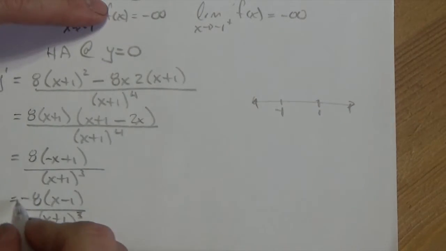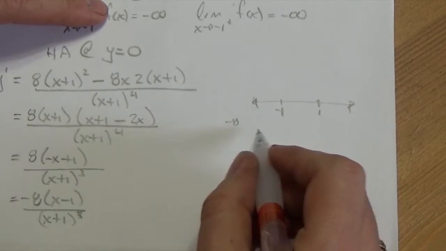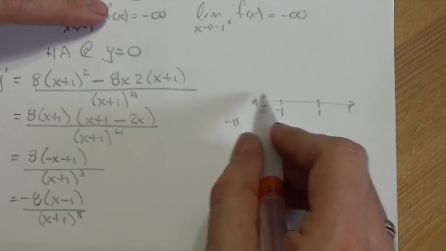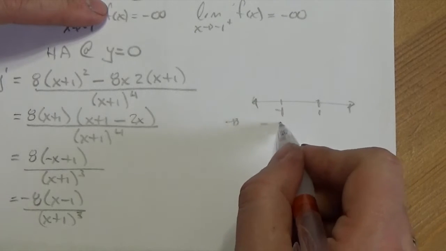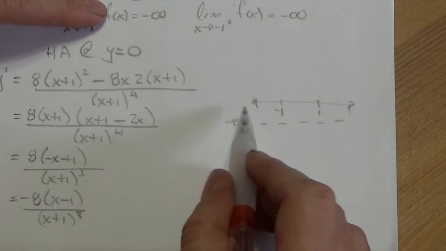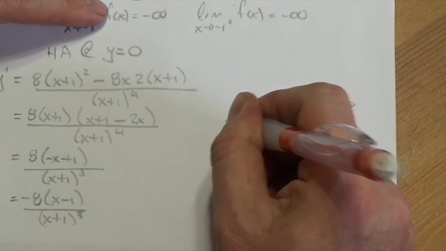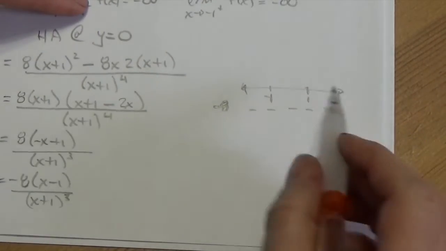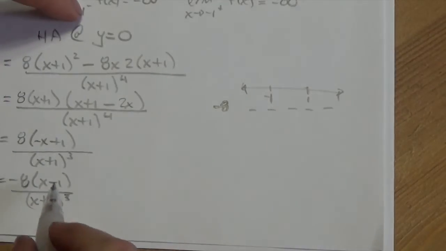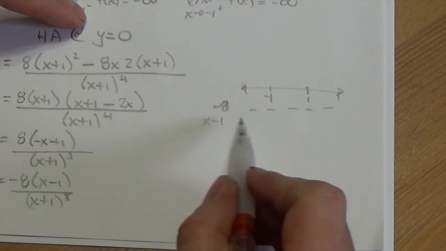So in the numerator, I've got this negative 8. And as a function here, negative 8 is just going to be negative everywhere. It's going to take on negative values here, negative here, negative here, because there's no variable there to cause it to change values. It's always negative 8. No matter where you are on the number line, that function is always negative 8, so it's always negative.